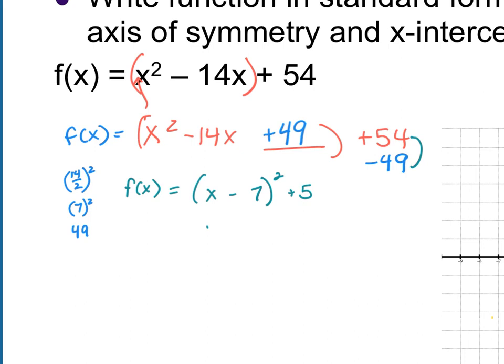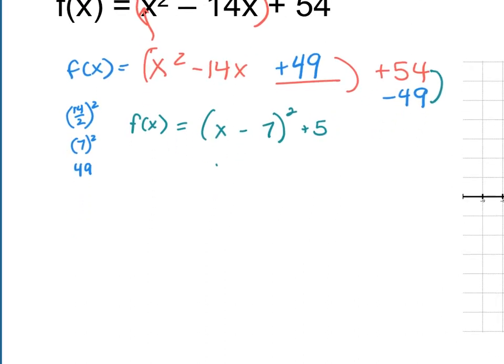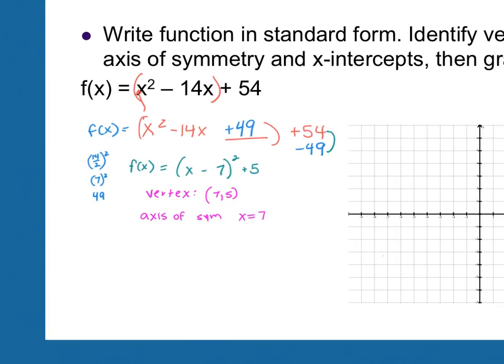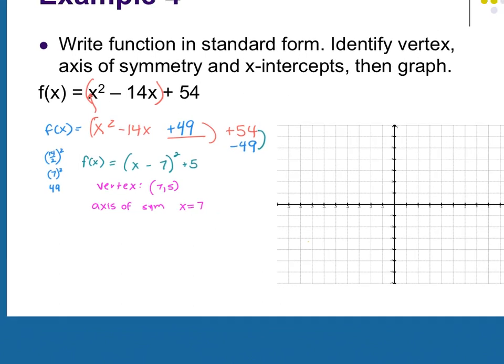With me so far? Okay, now it's in standard form. So now I can go back to where I was before. What's the vertex on this function? 7, 5. What's the axis of symmetry? Good. X equals 7. Is this parabola opening upward or downward? Upward. Okay, so already I have that. 7, 5. And it's going to open upward. Okay.